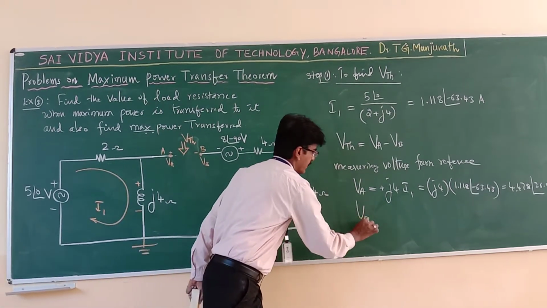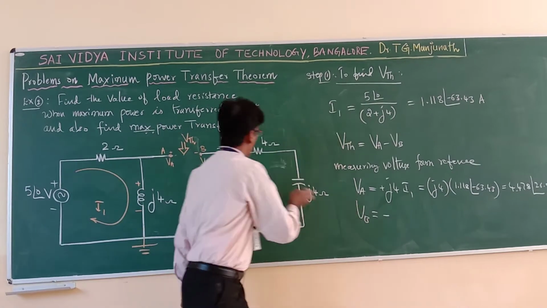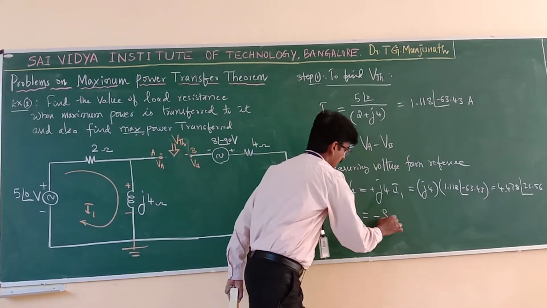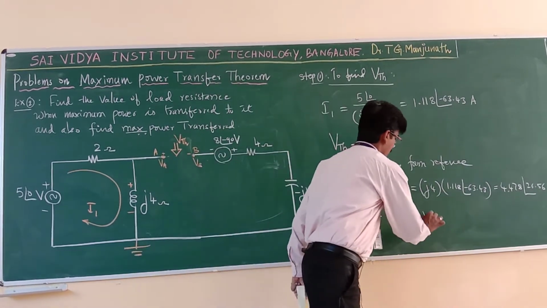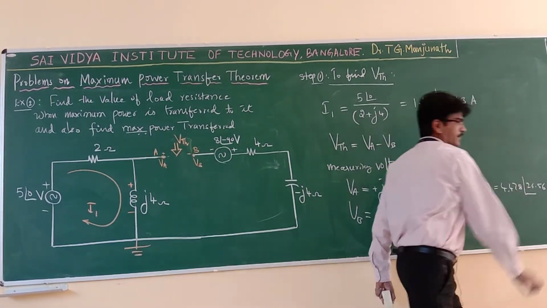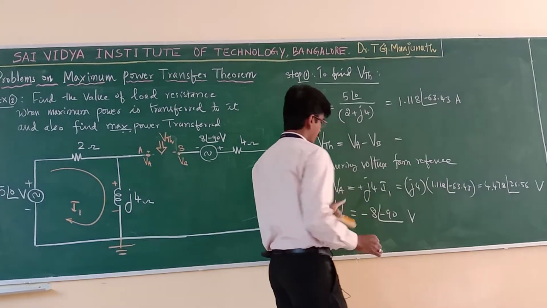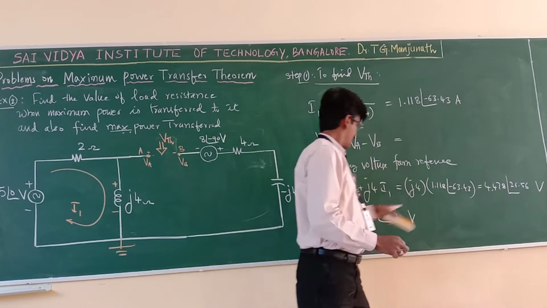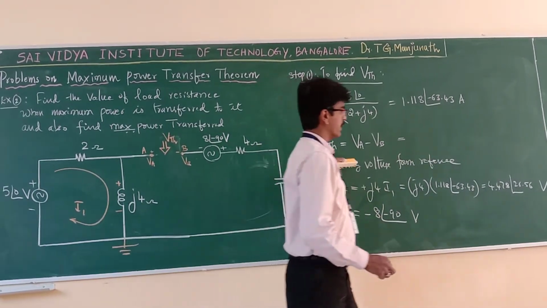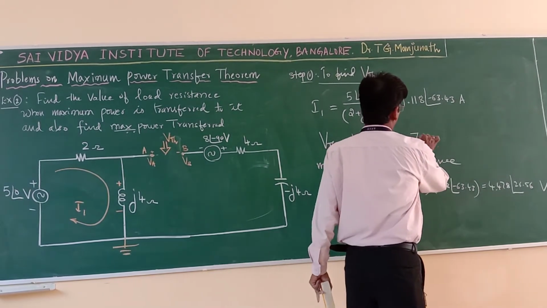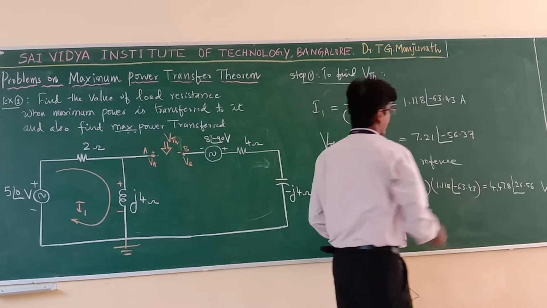Therefore, VB is equal to what? Plus to minus is minus. What is the voltage? 8 at an angle minus 90. So this is your voltage VA and VB. Therefore, substitute here V-Thevenin. And what is V-Thevenin here? VA is equal to this, VB is equal to this. Substitute here and get the value of V-Thevenin. Then you will get the value 7.21 at an angle minus 56.37.